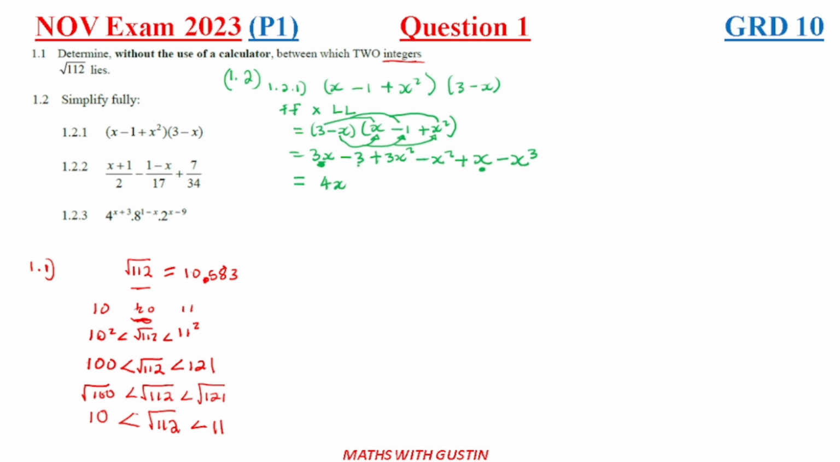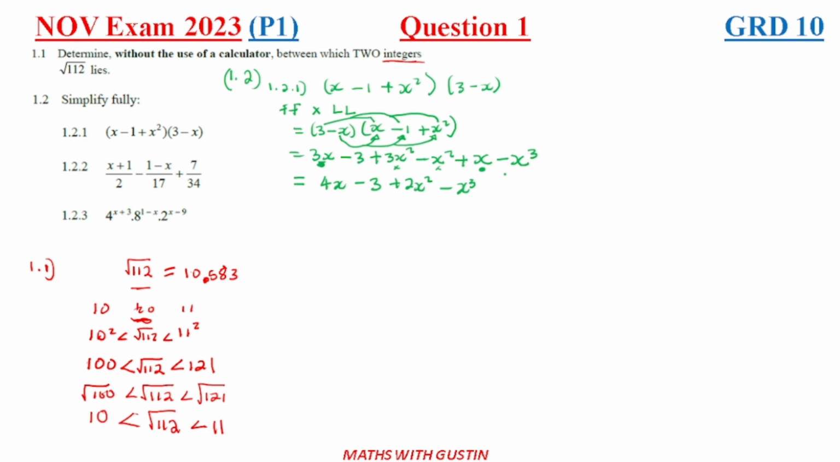Therefore, what do we have? We've got minus 3 there. There's no other number, so minus 3 will just be minus 3 alone there. We've got 3x squared minus x squared. There you go. 3x squared minus x squared is going to give us plus 2x squared, and therefore there's nothing else left. We're only left with x cube.